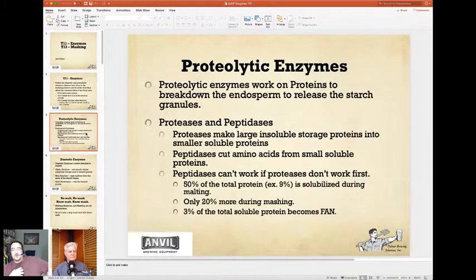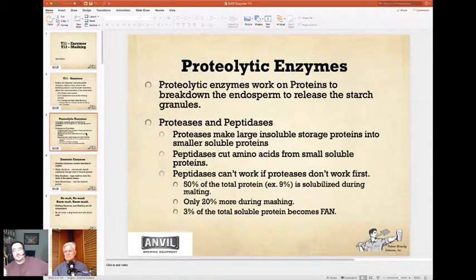Define the diastatic and proteolytic enzymes, discuss their roles in the brewing process and how they affect the characteristics of the final beer. Define each enzyme, discuss their roles, how they affect the beer. And like I said, we really can't talk about enzymes without talking about mashing. But first, let's cover the first question, define each enzyme.